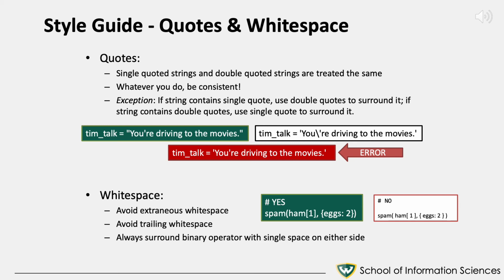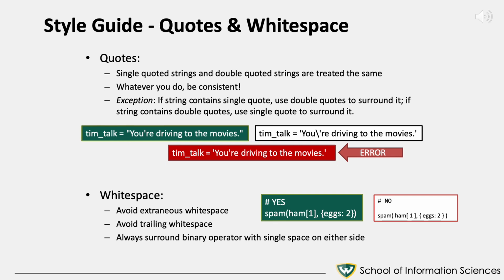White space. Avoid extraneous white space. Avoid trailing white space. Always surround the binary operator with a single space on either side. Yes, spam ham 1 eggs 2. No, spam space ham space 1 space eggs space 2 space and then a space parentheses. We don't need those extra spaces.